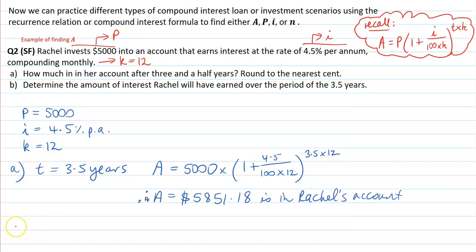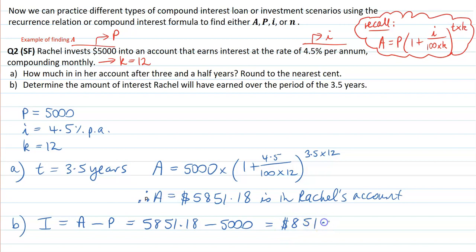Okay, addressing part B, we want to know the amount of interest she's earned. So if you remember, interest is always the final minus the principal when it comes to these compound interest questions. So the 5851.18 minus the $5,000 means she earned interest of $851.18.